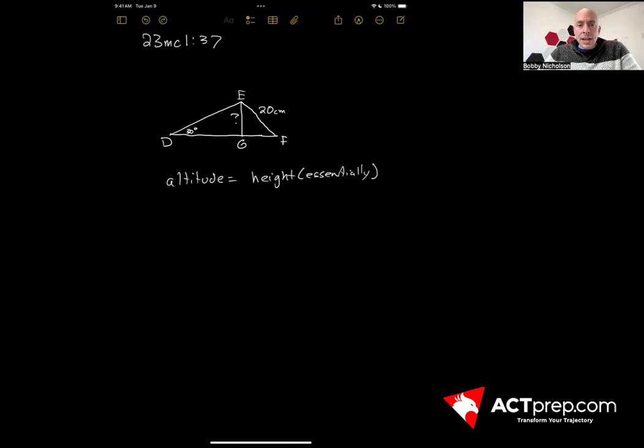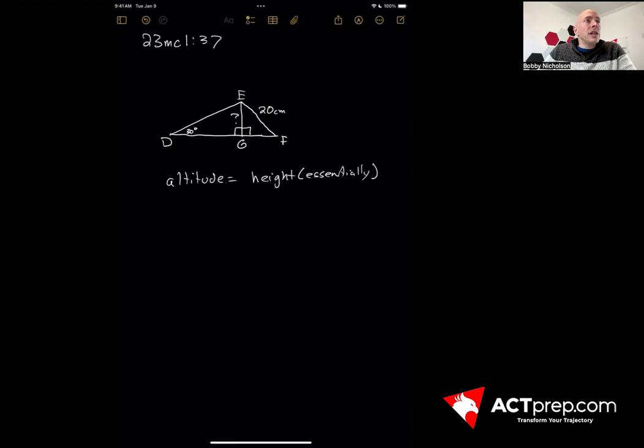First thing you need to understand is that altitude is essentially the height. And that means that line is going straight up and down, which is important to tell us that those two angles are 90-degree angles. We need to know that to be able to solve this problem, or at least to solve it quickly.